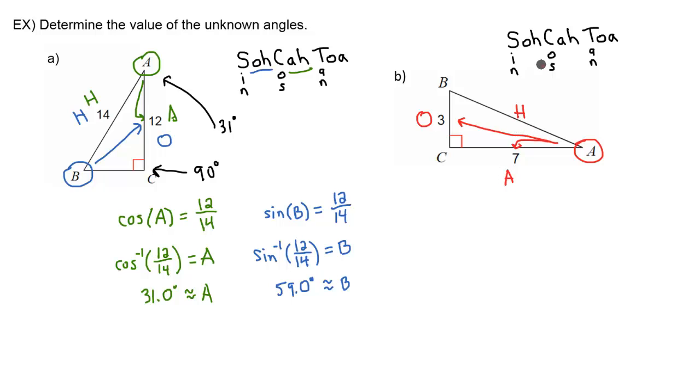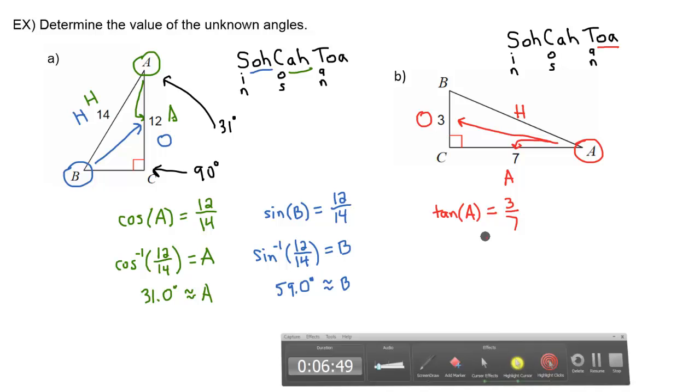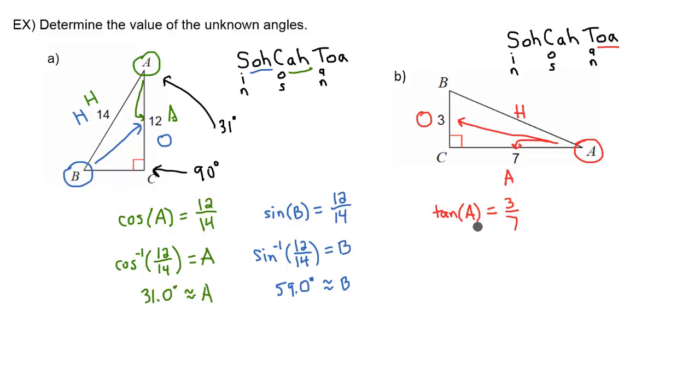Which one are we going to use? Well, O and A match up with tangent, so we're going to use tangent. And here's my trig equation. It's going to be tangent of angle A equals 3 over 7, and remember that's opposite over adjacent. And I'm going to use my inverse to solve for angle A, so let's go ahead and set that up. So there's our equation. We have the inverse of tangent of 3 over 7, that's going to equal angle A, and I use my calculator to get our answer. And that's going to be approximately 23.2 degrees.